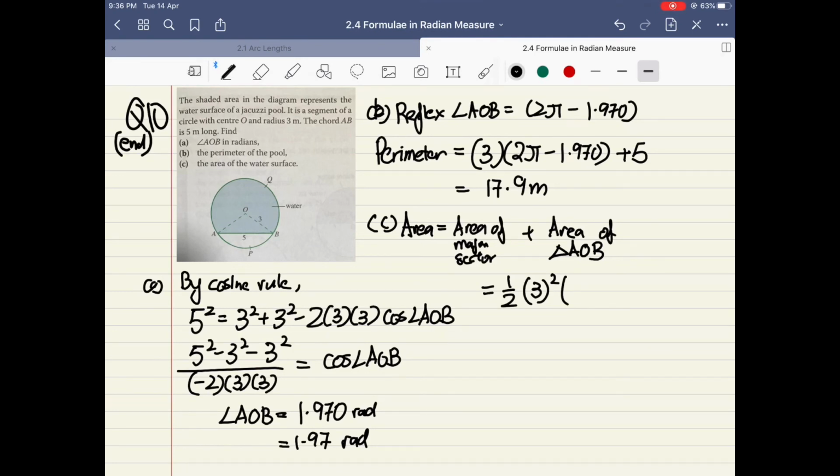Be careful with the theta. Which theta should you use? Should you be using 1.97 or 2 pi minus 1.97? In this case, since we're finding the major sector, you should use the angle that corresponds to the major sector, which is 2 pi minus 1.970. And we add in the area of triangle AOB.